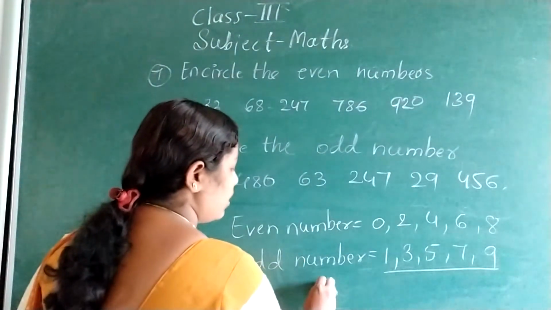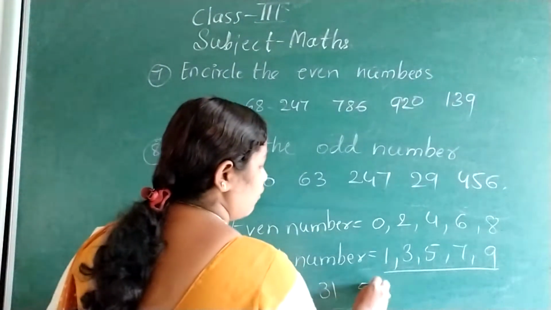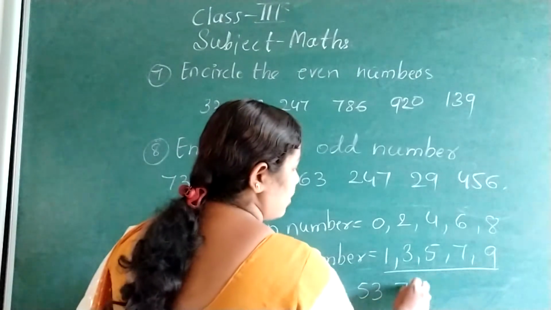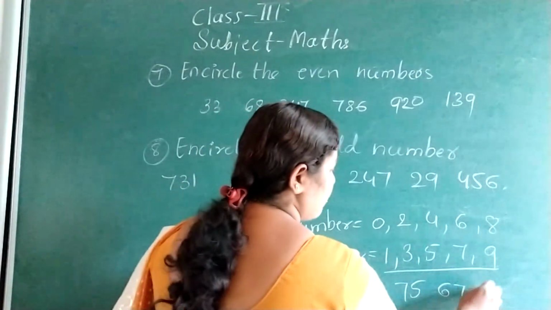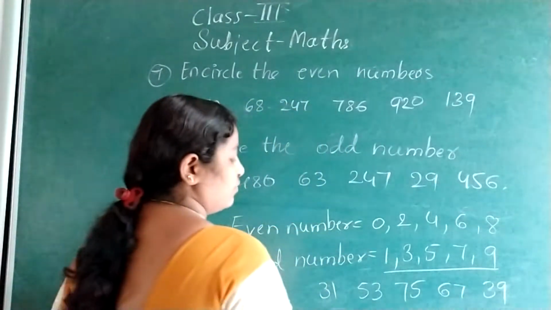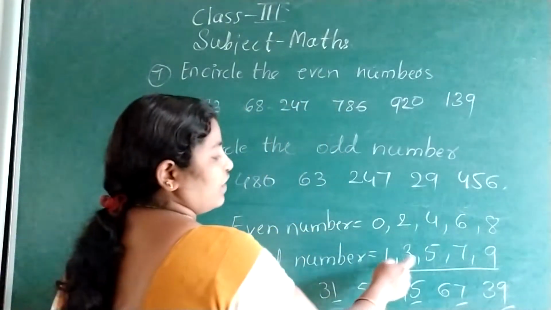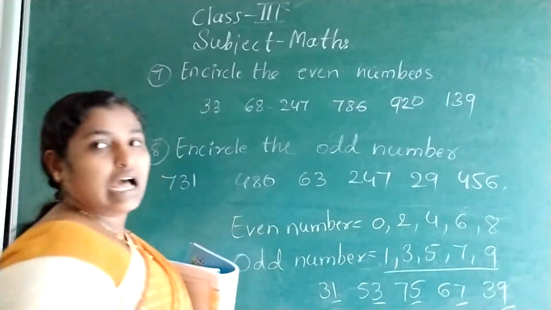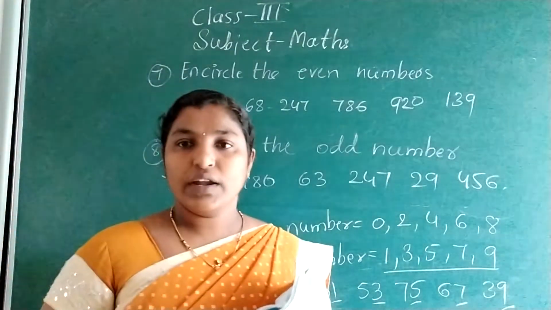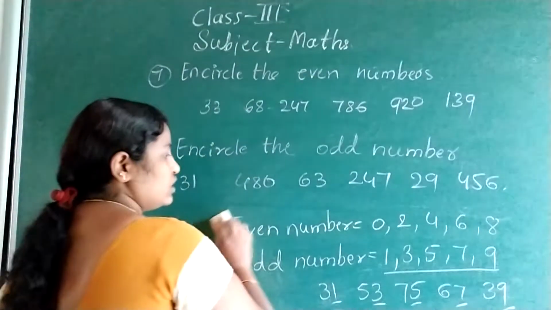For example, 31, 53, 75, 67, 39. See the ones place. These are with 1, 3, 5, 7, 9. So these are odd numbers. Got it? Now do this question.